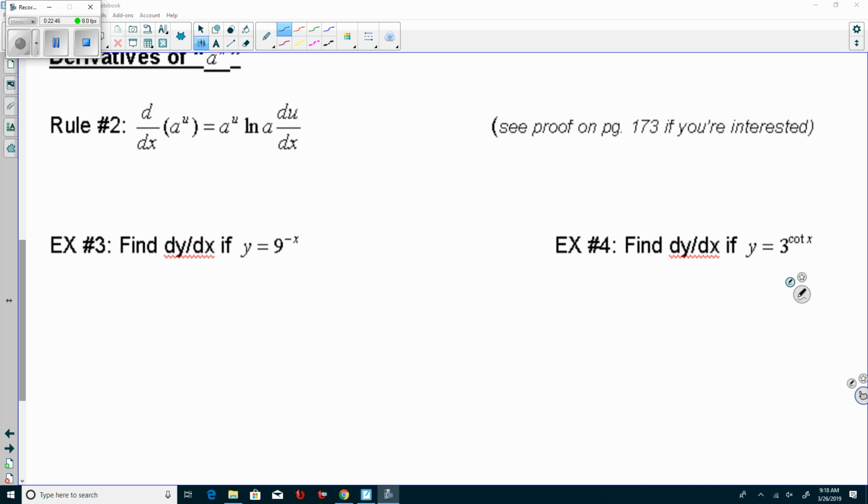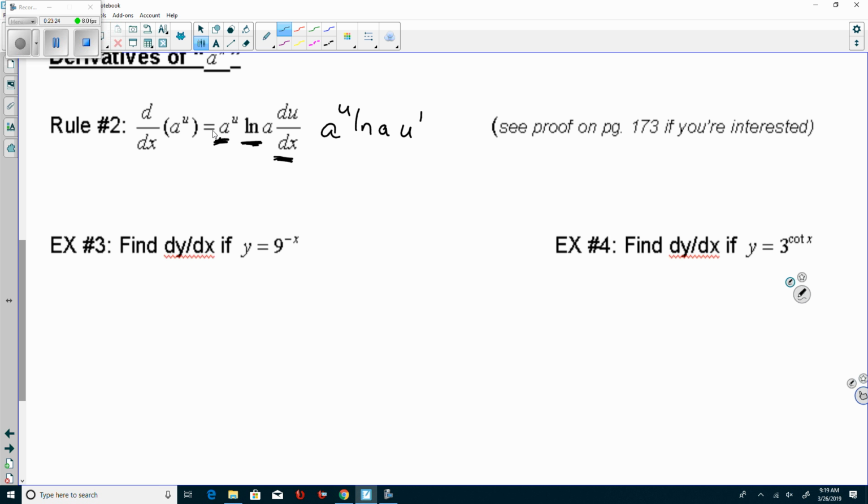This looks to be the easiest, but it turns out to be the most challenging. You have a base raised to some expression with a variable in it, so a to the u, where a is usually a number. The derivative is a to the u, ln a, times du dx. So a to the u, ln a, u prime. du dx is your u prime.